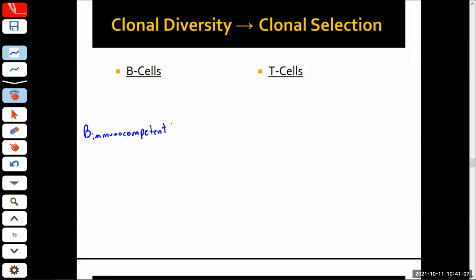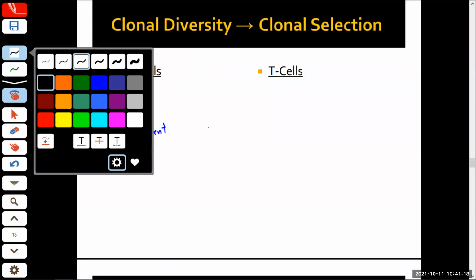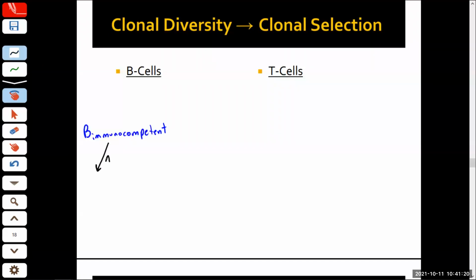Okay. All of your B cells start as immunocompetent cells. Now they can mature, but what do they need to be exposed to mature? The antigen. So when I expose it to antigen, it can become one of two things. It can become a B plasma cell.